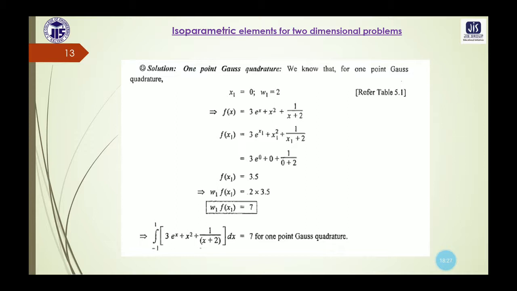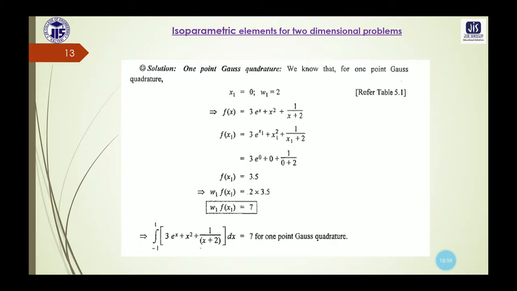So we have written the value of x1 is 0 and w1 is 2, referring to the table. Now the value of f(x) is given as 3e^x + x² + 1/(x+2). That means f(x1) will be 3e^(x1) + x1² + 1/(x1+2). Now if x1 is 0, we need to put the value 0 instead of x1, and finally we are getting the value of f(x1) as 3.5.